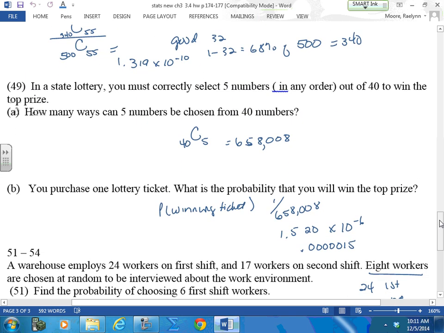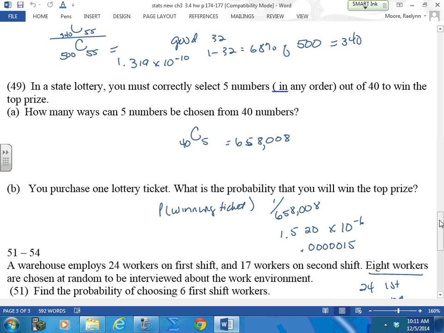Alright. This is always a good one. In the state lottery, you go to the local store and you buy a lotto ticket. You have to pick 5 numbers, right? Do they have to come out in a certain order? So right away we've got combinations. Any order. How many combinations actually win? Well, one. Only one winning combination, right?